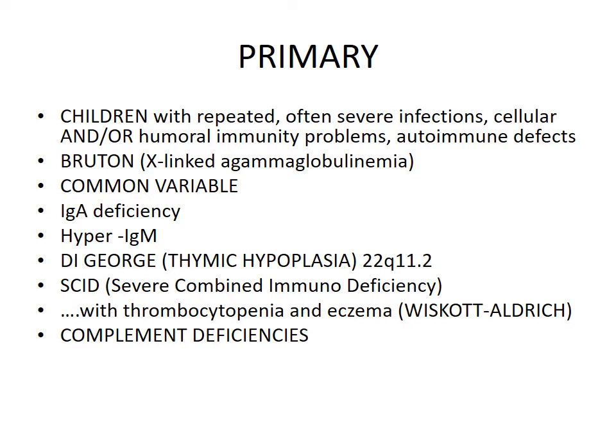These diseases include Bruton X-linked agammaglobulinemia, common variable immunodeficiency, isolated IgA deficiency, hyper IgM syndrome, DiGeorge syndrome, SCID, severe combined immunodeficiency syndrome, immunodeficiency with thrombocytopenia and eczema, which is Wiskott-Aldrich syndrome, and certain complement deficiencies. Now we are going to discuss them in detail.